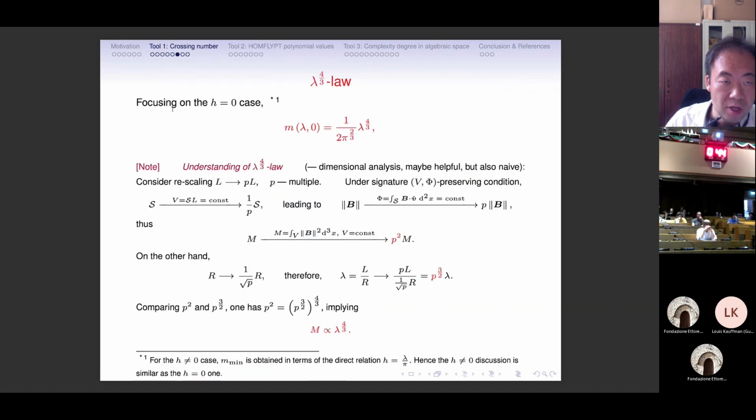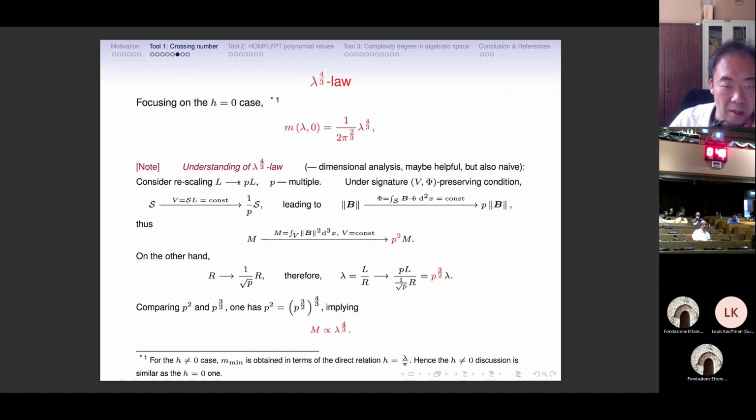Then, furthermore, if we focus on h equal to 0, the zero framing case, then we have this. This is a lambda to the 4/3 law, right? Very nice. The energy is proportional to lambda. Lambda is a topological quantity. Below, I have my own understanding of this law. I'm not sure if Renzo agrees with this one. How to understand this law, especially this power.